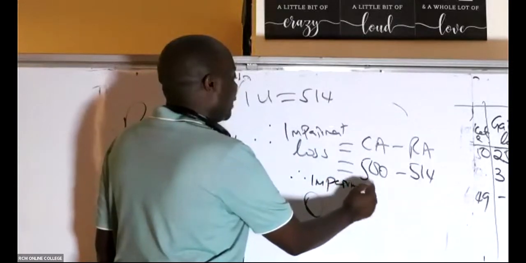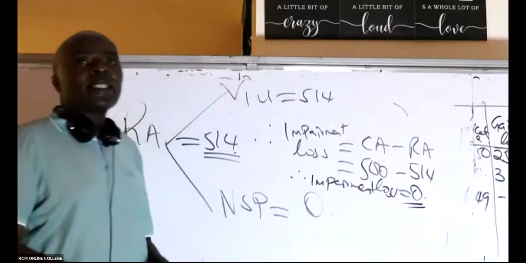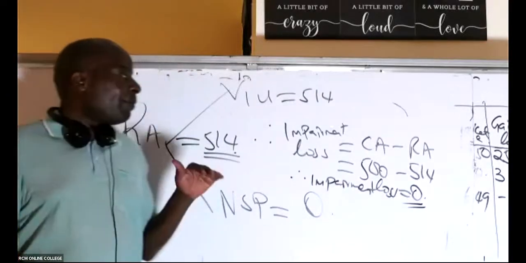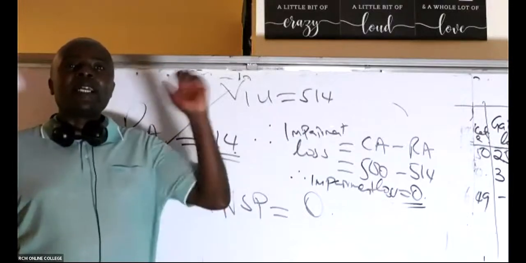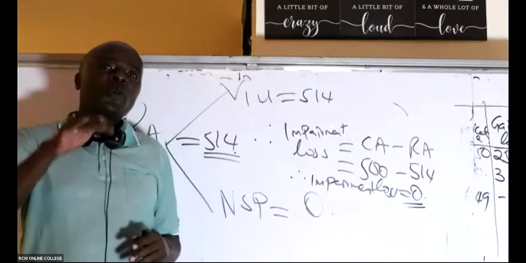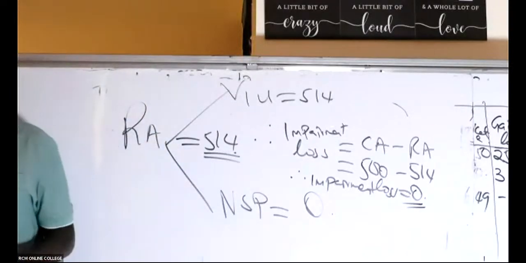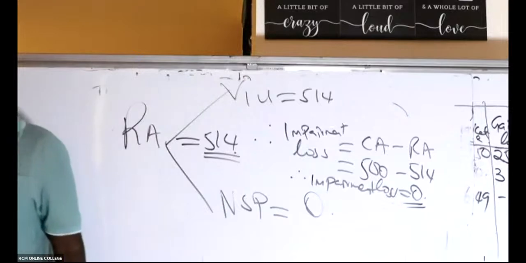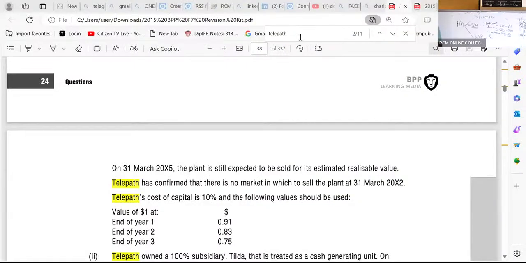Impairment loss in that case here is 0, because the impairment loss occurs whenever the carrying amount is higher. Whenever the carrying amount is more, you're carrying an asset at a higher value, but the recoverable amount is less. So in that case here, the impairment loss is 0. And I'm so sure you guys, you must have gotten this entire question by yourselves without my help.